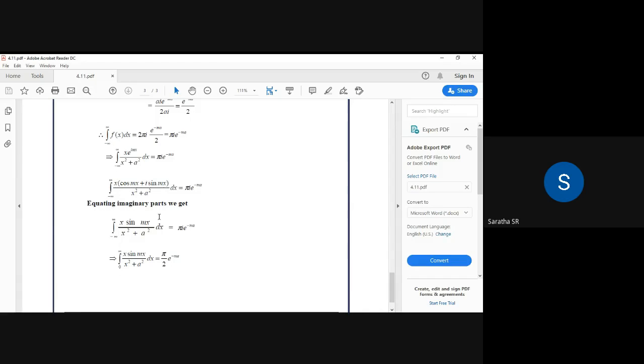So for that, we verify whether the given function is even or odd. The given function is even. So we can write this term as 2 times the integral from 0 to infinity. This answer is equal to pi e power minus ma. So the 2 will be coming this side. So we got this answer.